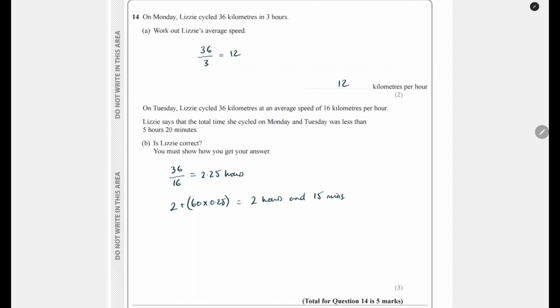On Monday, we know she spent 3 hours. So that's 2 hours plus 3 hours plus 15 minutes. And that's equal to 5 hours and 15 minutes. And so, yes, Lizzie is correct, as she cycled 5 hours 15 minutes, which is less than 5 hours and 20 minutes.